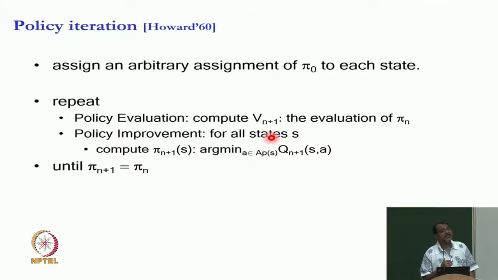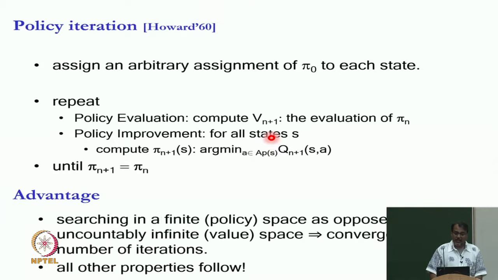And your convergence condition is no longer that Vn and Vn plus 1 are very close to each other, it is that pi n plus 1 and pi n are exactly equal. Because if you took a one step greedy policy and you did not change your policy, that means you have converged, you can stop here. So, the termination condition is much better defined, you do not have to put in an epsilon here.